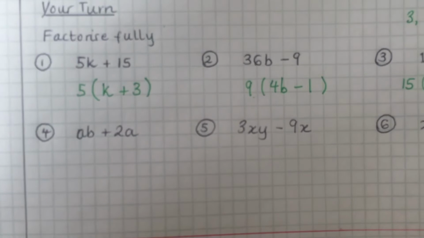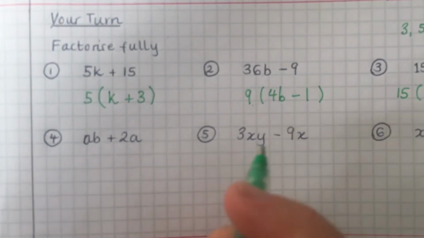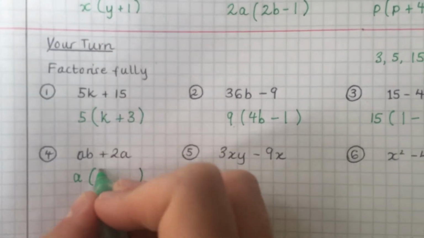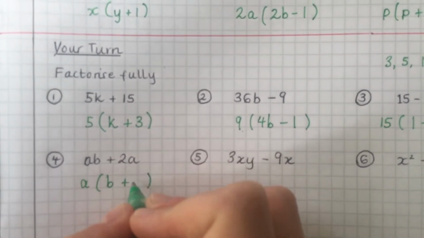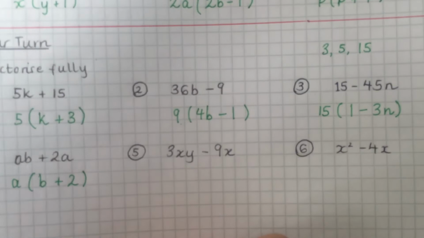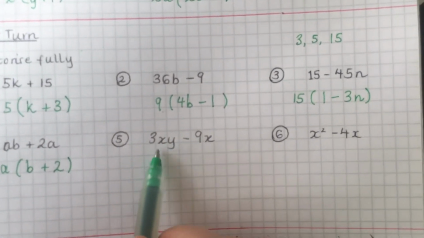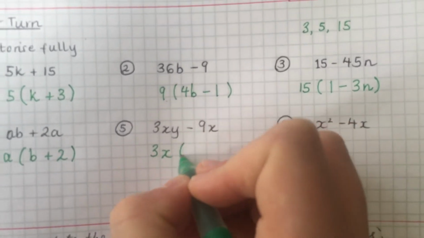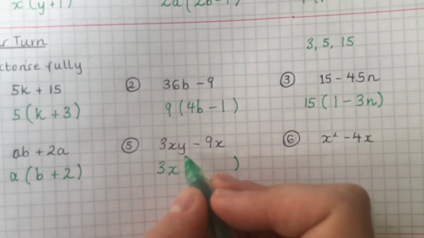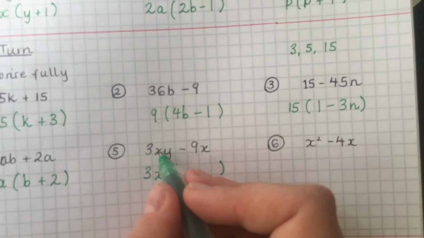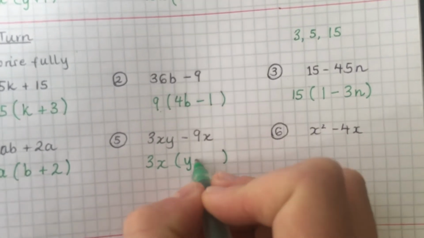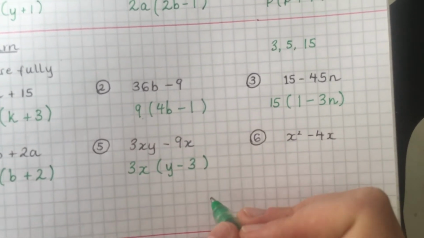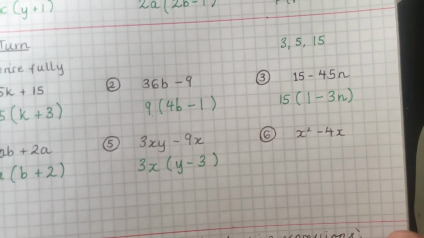Question 4. So the only thing in common here are the a's. So a goes outside the bracket, and you think, right, a times what is ab? It's obviously b, and a times what is 2a? It's 2. Next question, we've got numbers and letters in common now. So 3 is in common, and the letter x is in common. So 3x times what is 3xy? We've already got the 3, already got the x, we just need the y. Put the minus. 3x times what is 9x? It's times 3, okay? And we don't need another x because we've already got it.